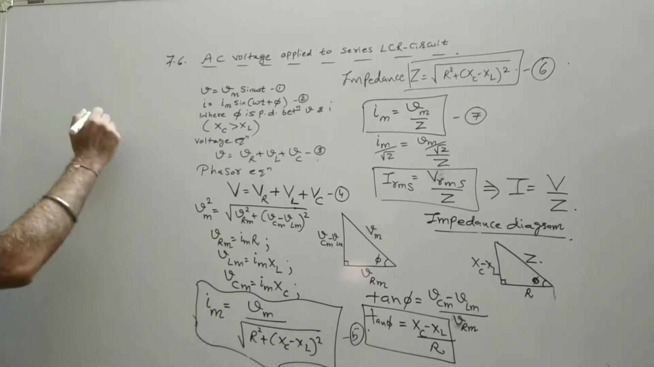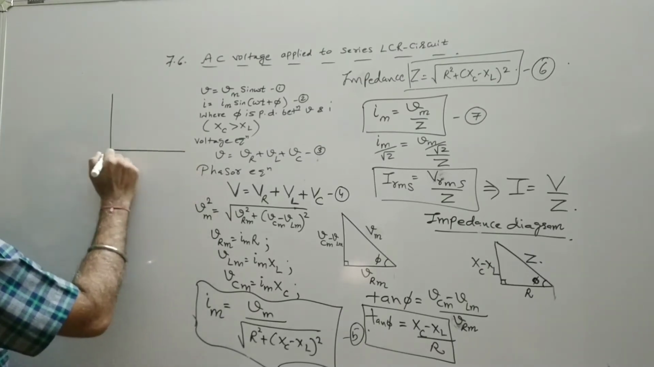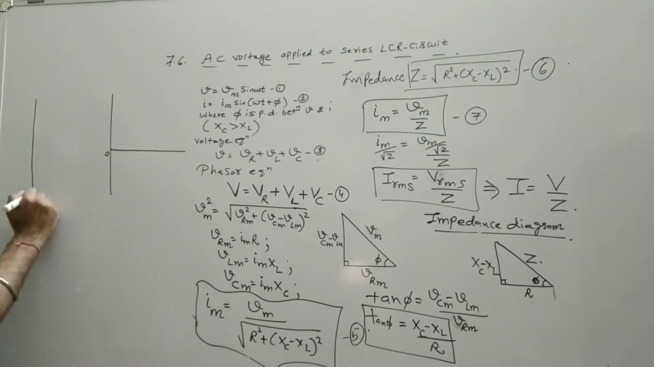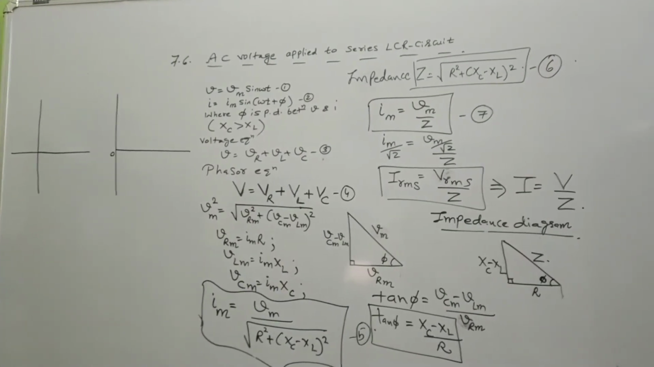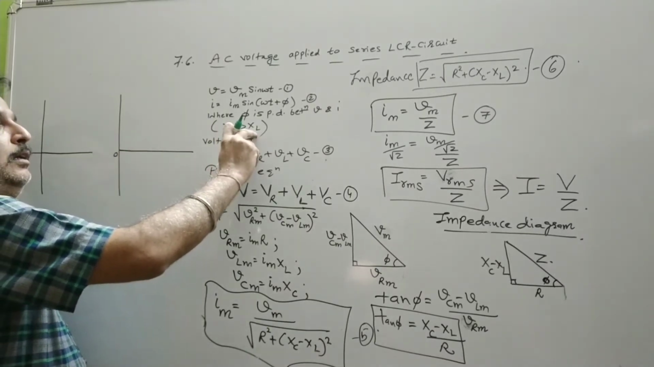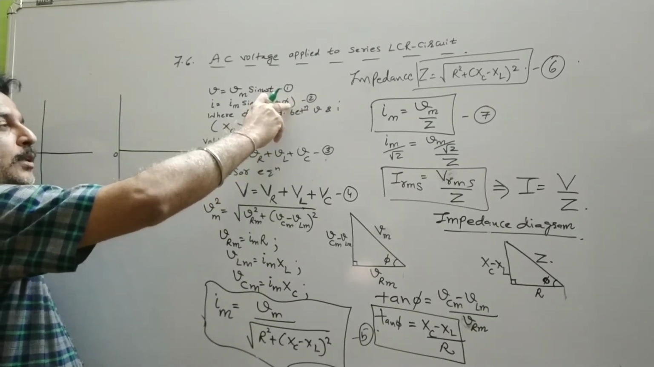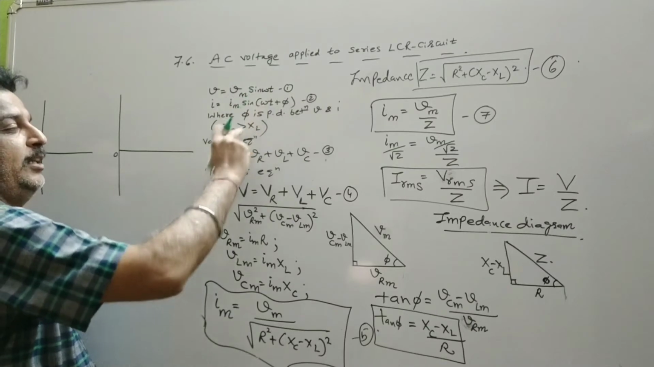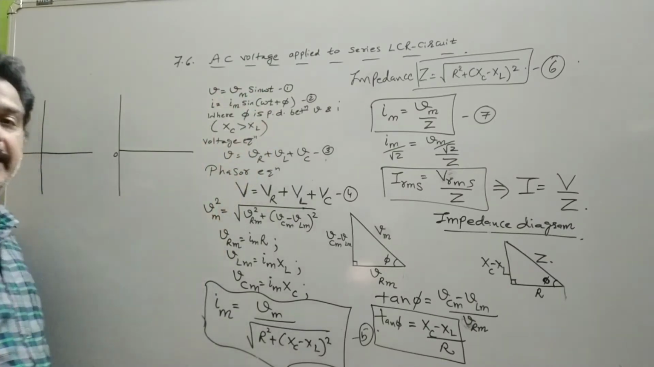So here, first we draw this graph, and correspondingly we will also draw the phasor diagram for this circuit. It is clear that because XC is greater than XL, this phi comes out to be positive, that is, current will lead the voltage. If we have XL greater than XC, then the current lags behind the voltage.